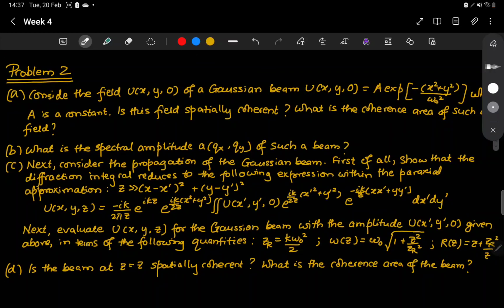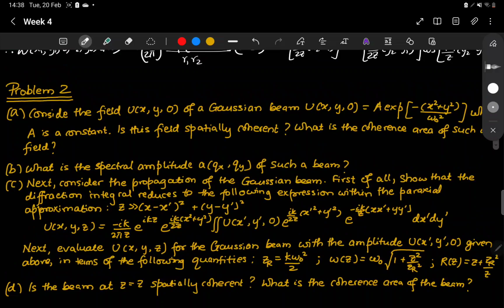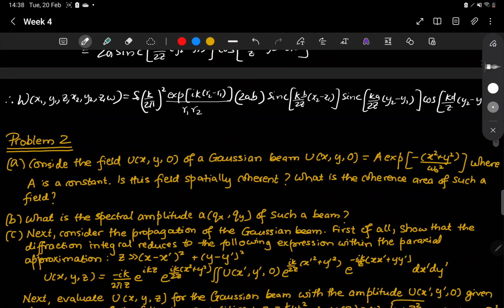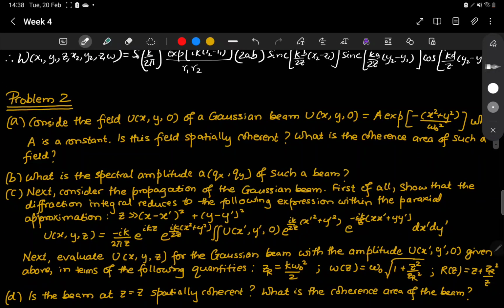There are 4 parts to this problem. Consider the field U of a Gaussian beam, and the expression for U is given, which is the Gaussian. Is this field spatially coherent? And what is the coherence area of such a field? Part B. What is the spectral amplitude for such a beam?